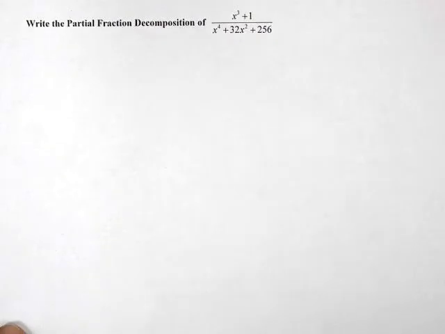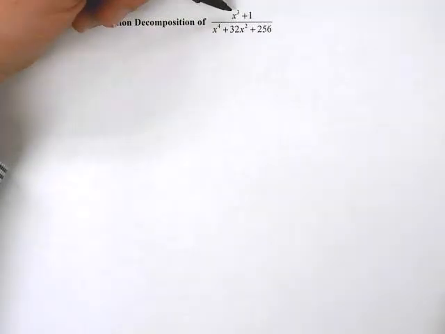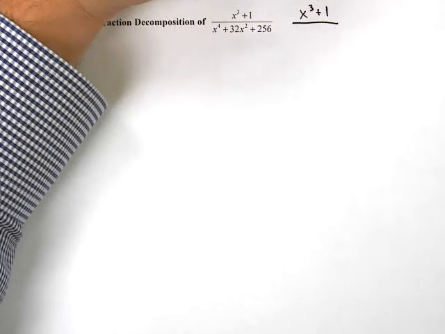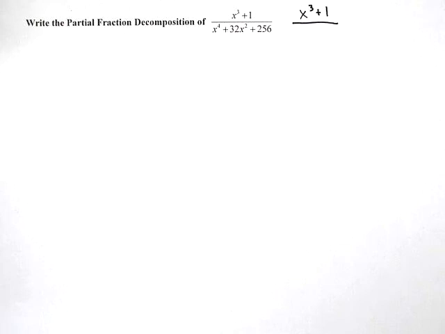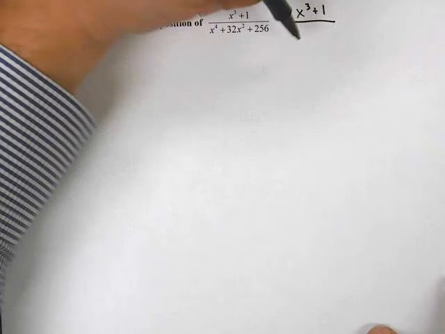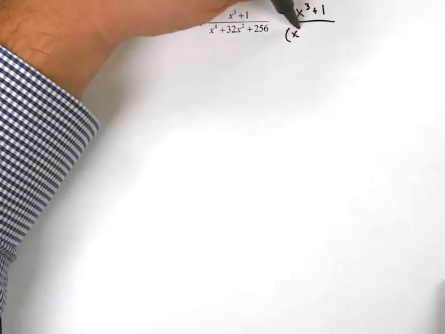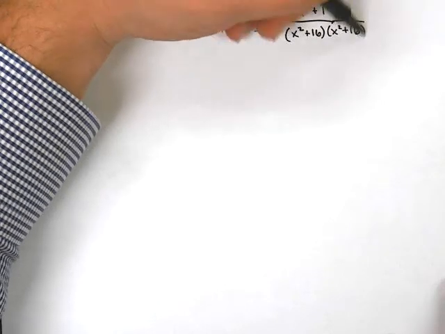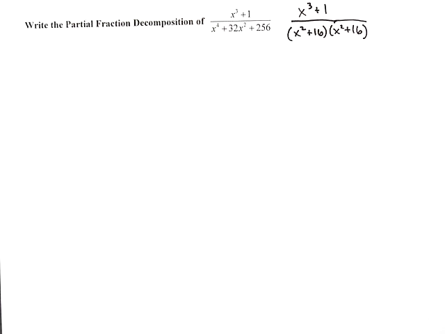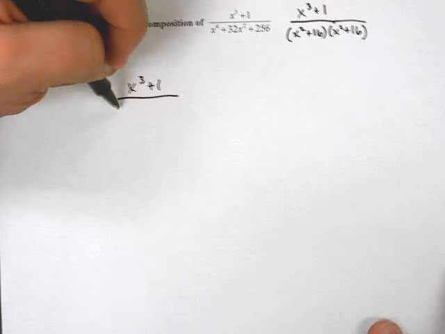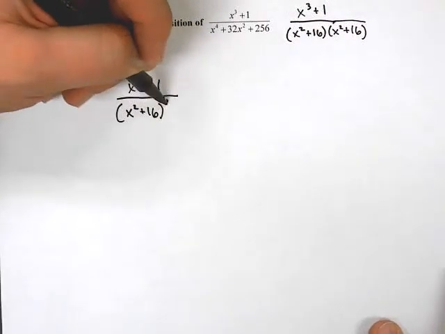We have a new rational function. Again, I'm not even going to worry about this numerator. I'm just going to leave it, but I do care about the denominator. I do need to know how to split this. Now, I hope you know your perfect squares, because if you know your perfect squares, then we know that this is actually a perfect square trinomial. x squared plus 16, x squared plus 16, or what can we do? x cubed plus 1 over x squared plus 16 squared.